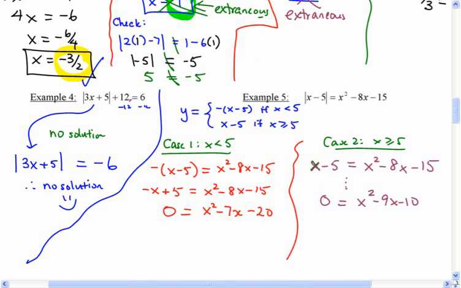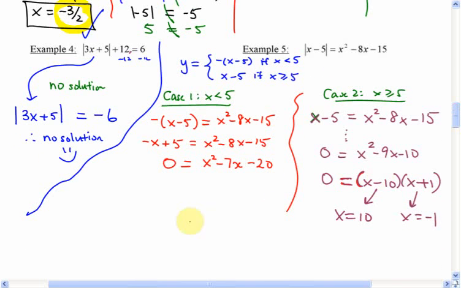Now, notice I've done the replacement of the absolute value, and you get these two equations. They're quadratics, so I think I'm going to take a look at the one on the right first. This one is factorable, so this I think is just x minus 10 times x plus 1. So you solve, you get x equals 10 and x equals -1. Oh, sorry, I forgot. Is one of these extraneous? You find out. You check.